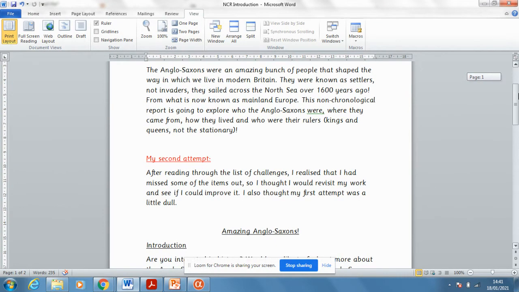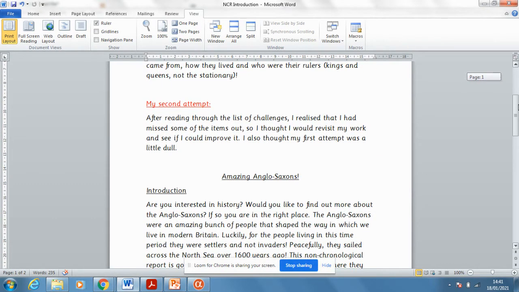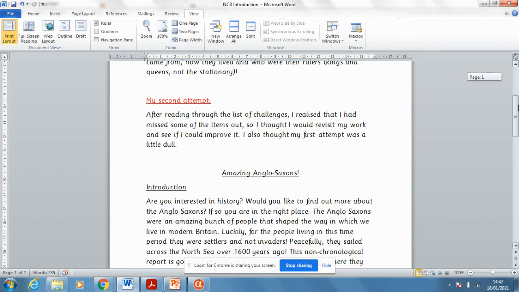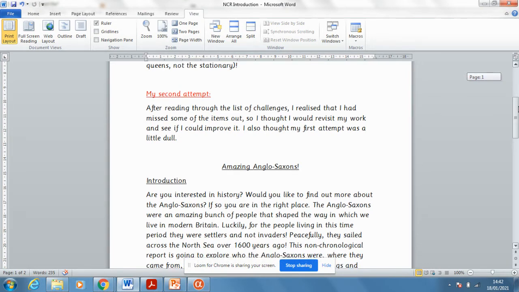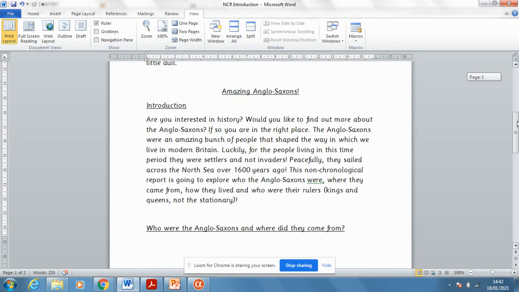Now, as you can see there, I've just popped a note on there. After reading through the list of challenges, I realised I'd missed some of the items out, so I thought I would revisit my work and see if I could improve it. So that's what we did in the last session. We revisited our work to see if I could improve it to make it better, as the first attempt was a little bit dull. It wouldn't keep the reader engaged, and they would switch off or go and find a better book or a better piece of information to read.